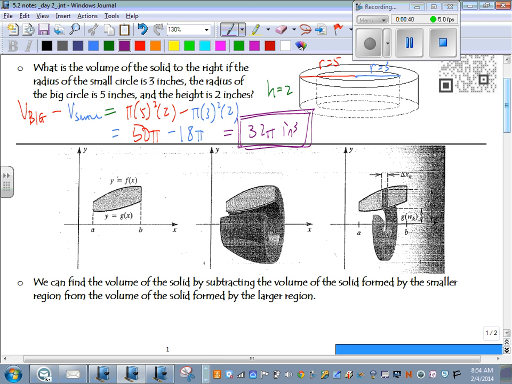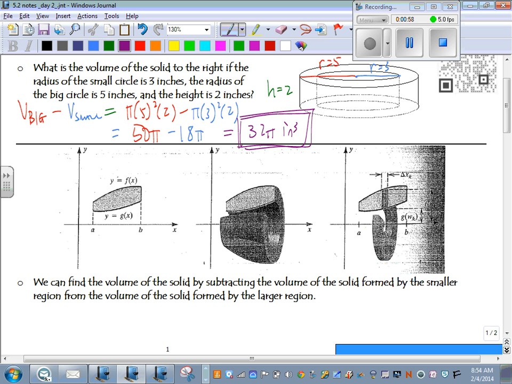But now, if we look at this graph, we've done some problems where we had to find the area between two curves like this. But now we're taking that whole shape and rotating around the x-axis. And what happens, and it may be a little hard to see here, is there's a hole in the middle. Right? There's a hole in the middle.